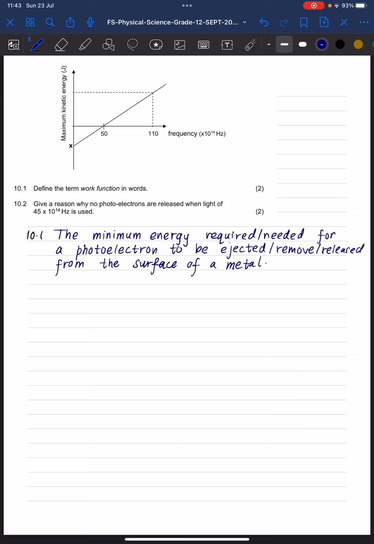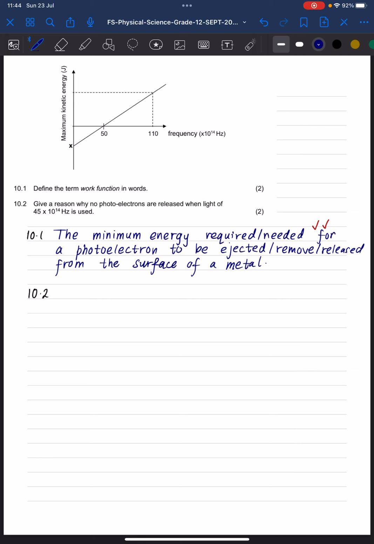Now the key phrases over here are obviously going to be minimum energy. And then after that, ejected, removed from the surface of a metal. You have those two key words. If you have them there, however you want to put it, you are laughing to the bank, and then you get 2 marks. You get 2 marks unless the marker doesn't like you, or it's not able to read your writing. Then you get 0. Obviously, I hope that doesn't happen.